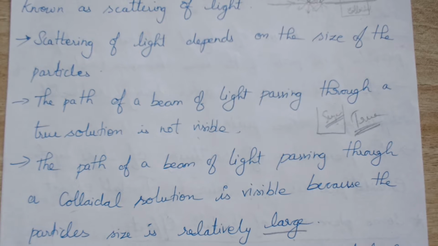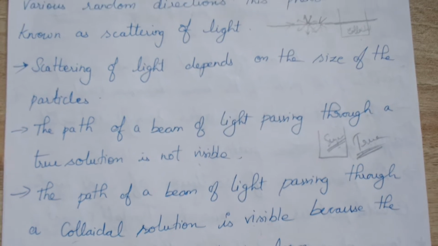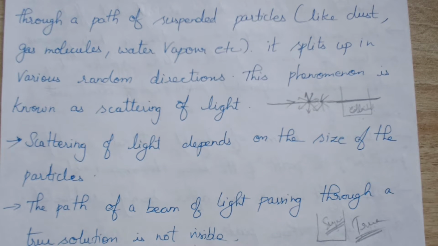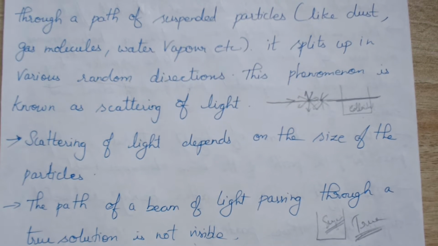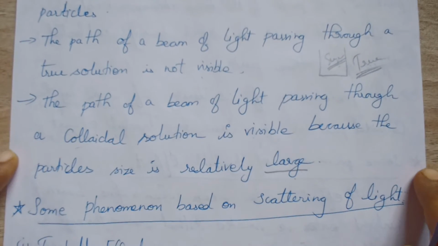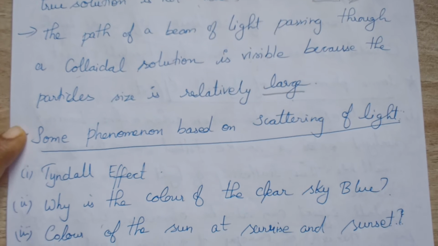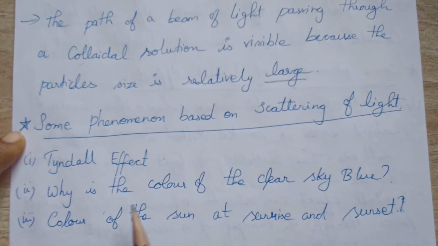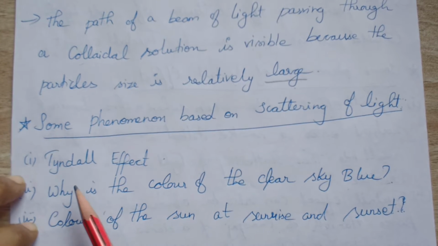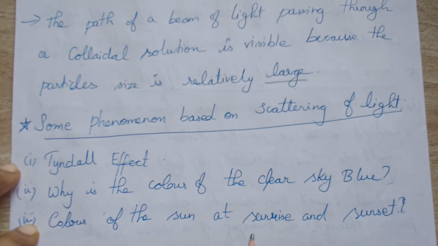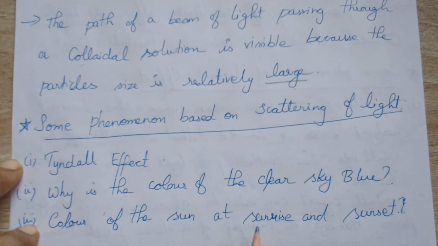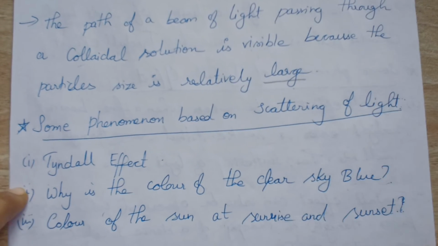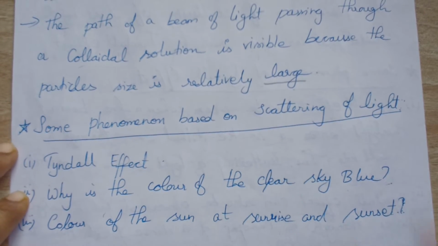What does that mean? Scattering of the light means when a ray of light passes through the suspended particles, it scatters the light. It splits up in various directions. Some of the phenomena of this scattering of light that we can see are the Tyndall effect, why the color of the clear sky is blue, and the color of the sun at sunrise and sunset. We are going to see only the Tyndall effect and why the color of the clear sky is blue in detail, not the color of the sun at sunrise and sunset. For that, just know the phenomenon of the scattering of light.